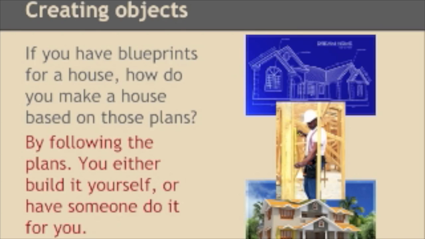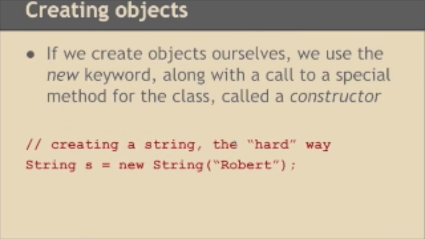We either have to write a special method that builds the objects ourselves, or we hire or ask some other method to do it for us that's already created. So, when we create objects ourselves, we have to use a special keyword called new, along with a call to a special method for the class called the constructor. Okay? And here's how you would do that in the case of a string.